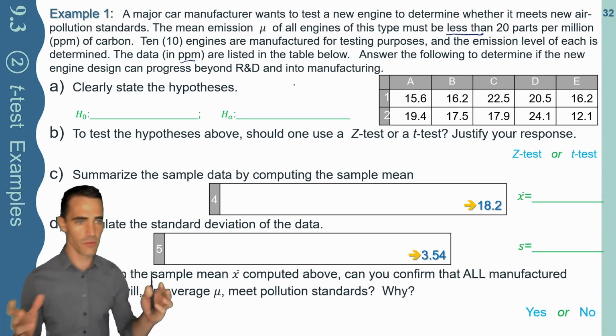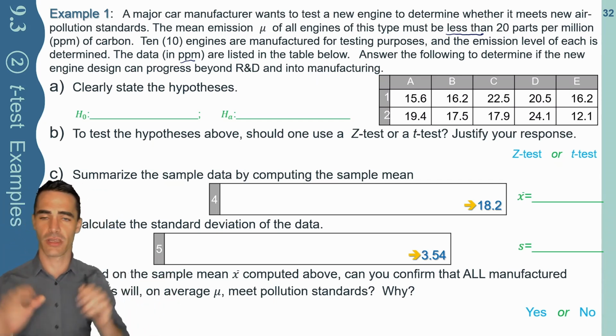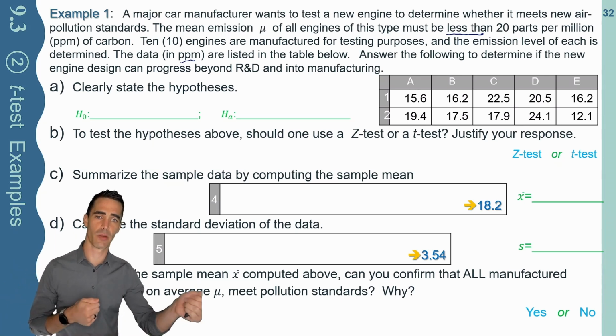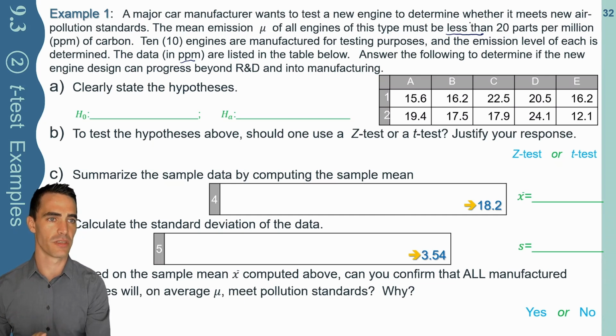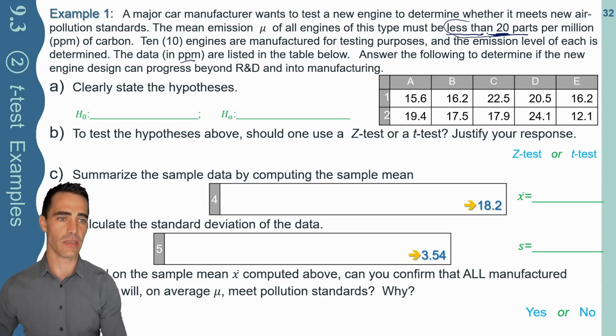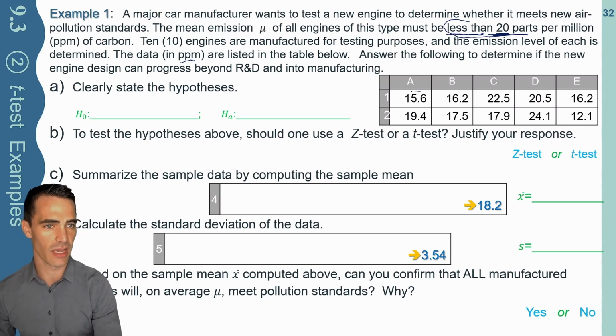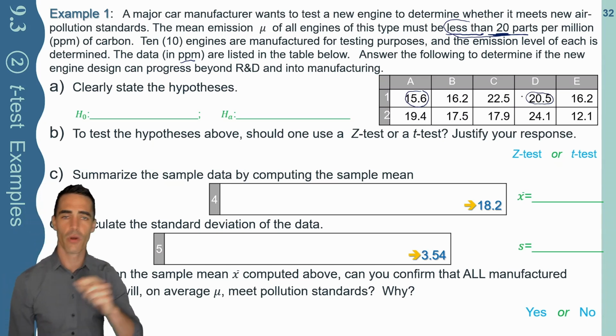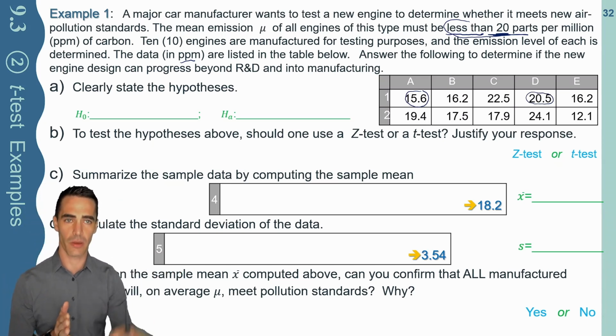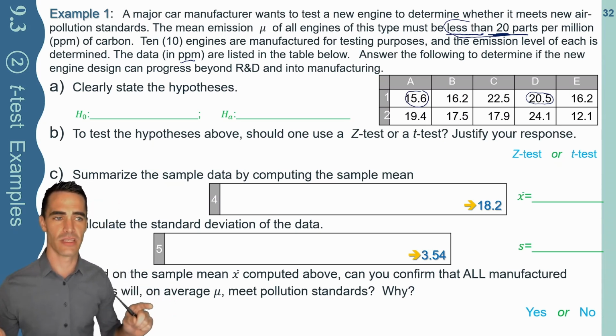All right, we have this new design, this new engine, and they're like, hey, look, I think this is good. You know, it's going to maybe save us some money to produce. Maybe we're producing a better product. Maybe we can charge more. But in order to start producing, we have to be below this threshold, this emissions standard, less than 20 parts per million. And so they say, okay, well, let's produce some engines and let's see what we have here. And out of the 10 engines, it looks like, ooh, this one's golden here. 15.6 parts per million. Uh-oh, we got some trouble though. This one's 20.5, just above that emission standard. 1 or 2 cars isn't a big deal, so long as the majority that we're producing pass inspection, or at least this pollution standard.